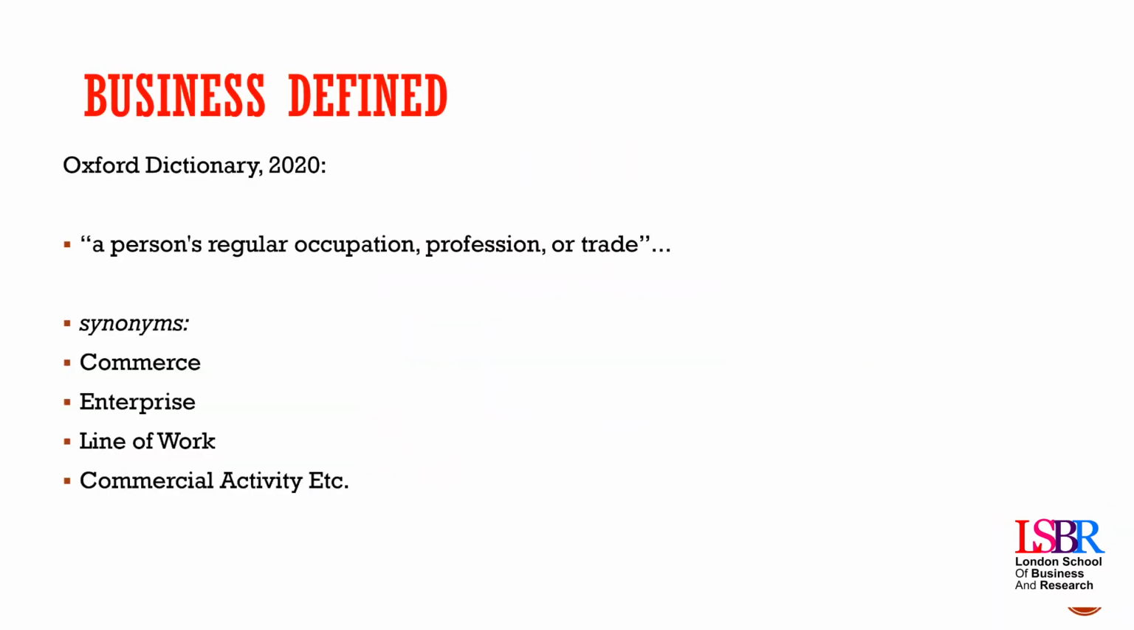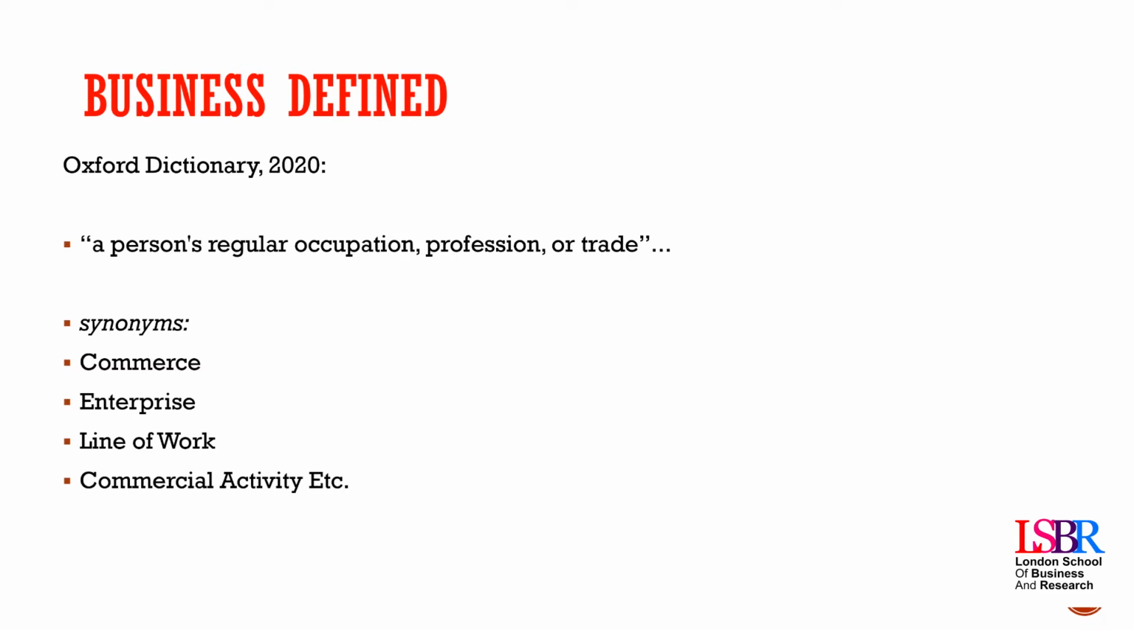So, defining business. As with anything, you can open a dictionary, and you will be given a fairly standard definition. I looked at the Oxford Dictionary last year, 2020, and this is the definition given: a person's regular occupation, profession, or trade. A very basic explanation of what a business is, perhaps not comprehensive, and it maybe eludes some of the more nuanced perspectives on business.